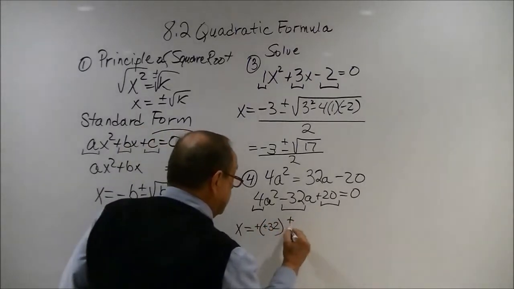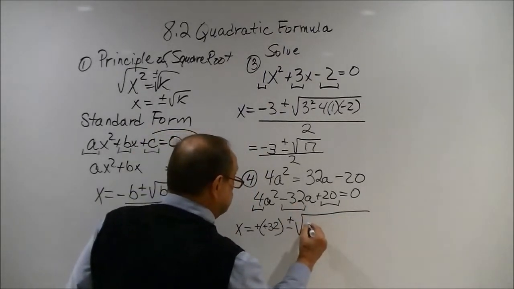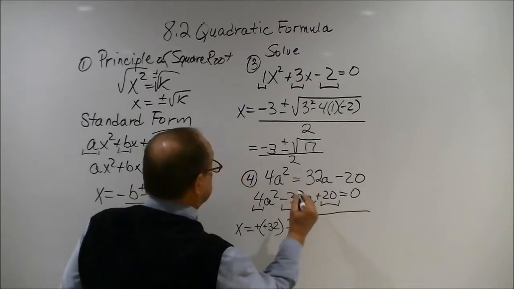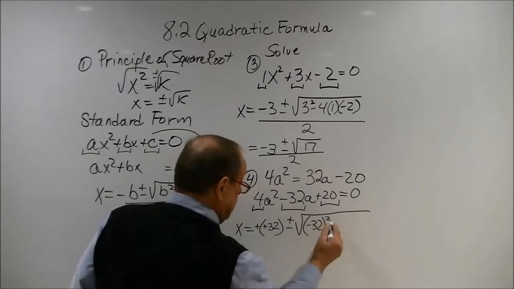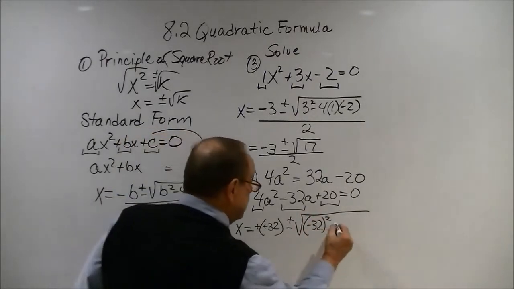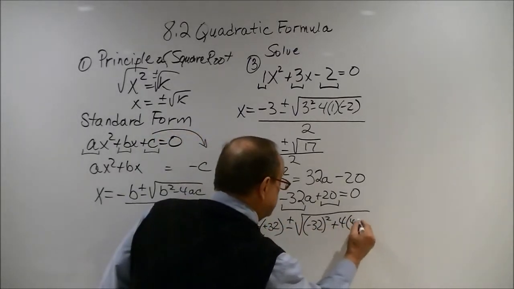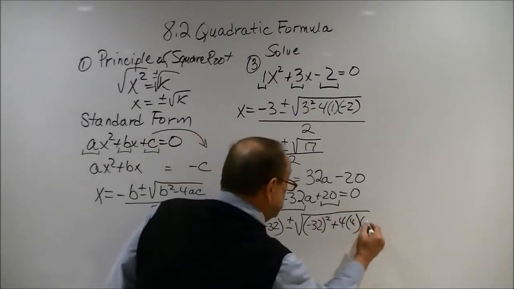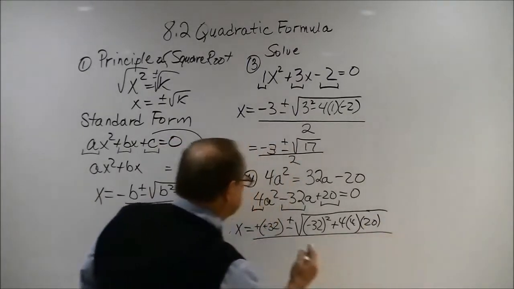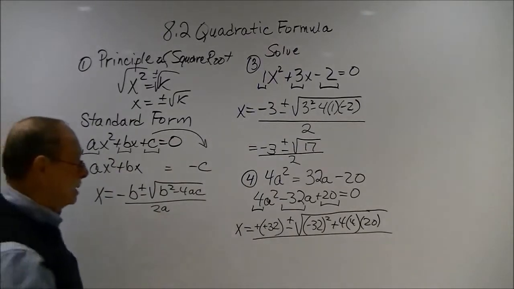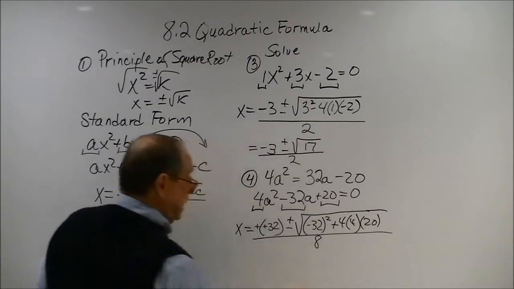And then plus or minus the square root. And we're going to have to square 32. It's actually a negative 32. You can do it this way, but it's going to become a positive. Plus 4a, which is 4, and c, which is 20. And then that's all over 2a, which will be 2 times 4, 8.